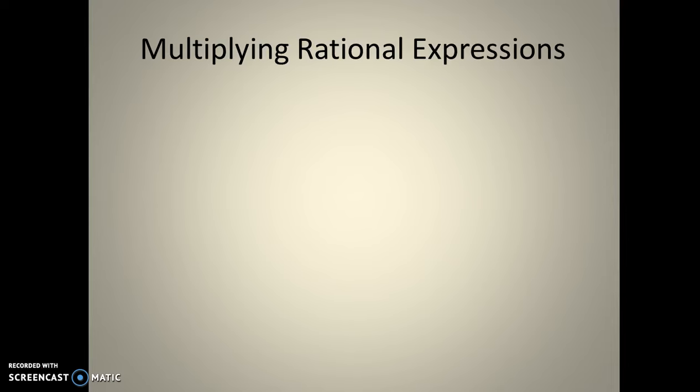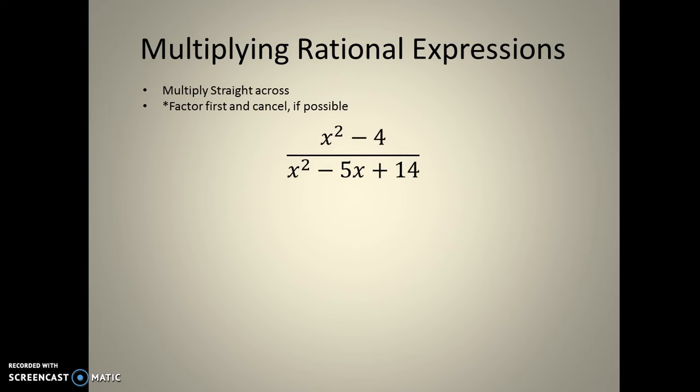Okay, so we're going to start with multiplying rational expressions. What you need to remember about multiplying fractions is that you just multiply straight across. You're always going to factor first and then cancel out if possible. And what you have left is going to be your answer.